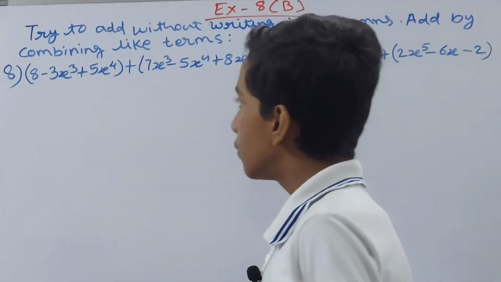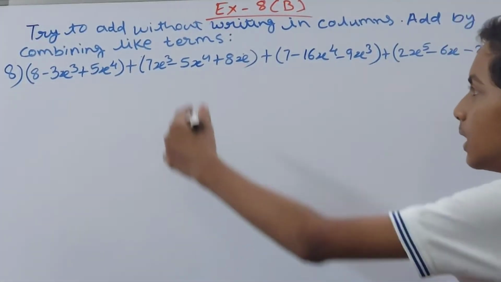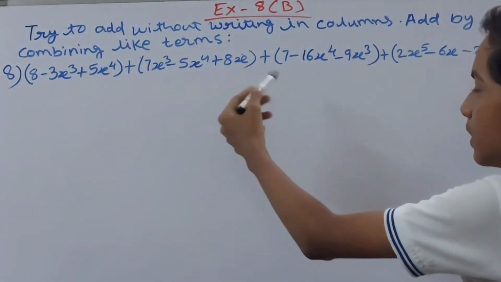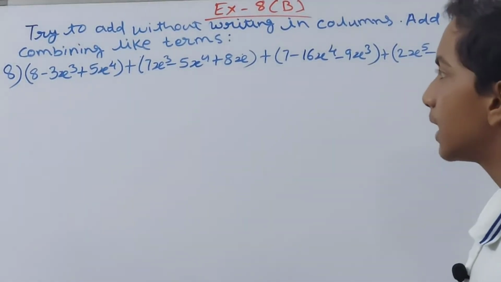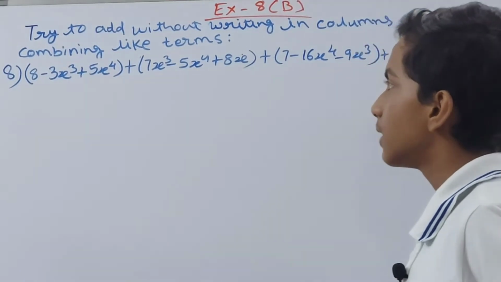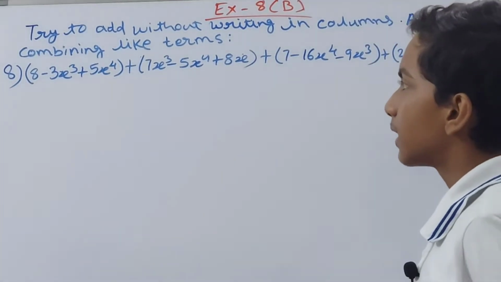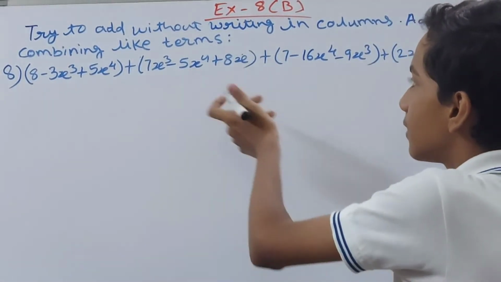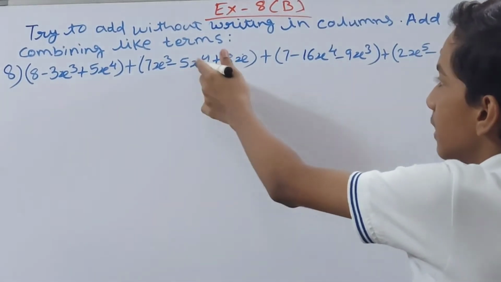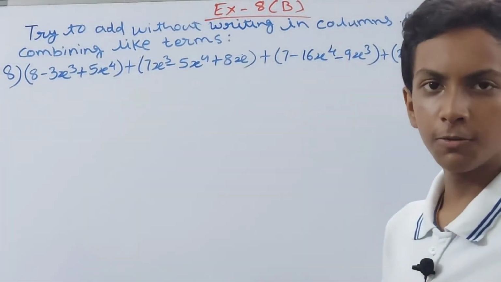Now we move on to the next question, and it is written in brackets: 8 minus 3x cube plus 5x to the power 4, brackets closed, plus, and then again brackets open, 7x cube minus 5x to the power 4 and so on. We'll read that later on.